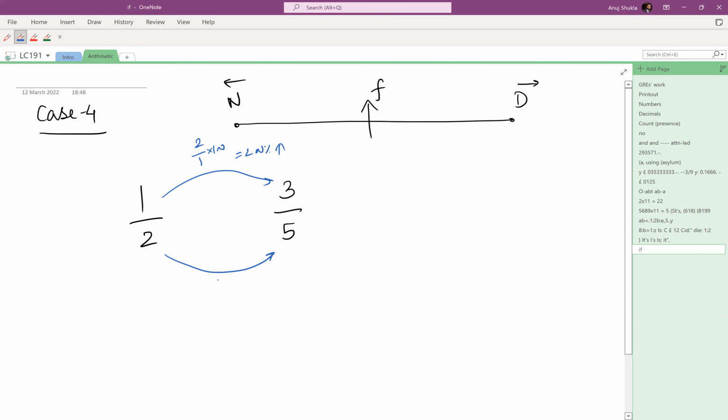2 to 5. How much increment? 3 over 2, which is 150%. Which is greater, the 200% increment or the 150% increment? 200%. 200% is greater, so who is effective here? The numerator. The numerator is effective and the numerator is increasing. So what will happen to the fraction? The fraction will increase. Between 1/2 and 3/5, who will dominate? The numerator will dominate. And the fraction is getting increased, which means 3/5 is greater than 1/2.